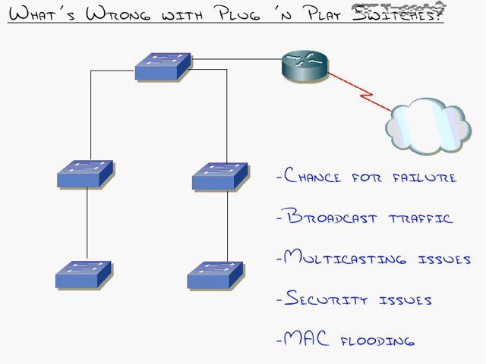Second problem with the plug-and-play switch world is broadcast traffic. Now, Cisco released a recommendation. It's a couple years old now, but it's still a good rule of thumb that once you reach 500 hosts per network, I mean, 500 hosts all plugged into the same flat switched environment, that's where the broadcast traffic is starting to get a little bit excessive.